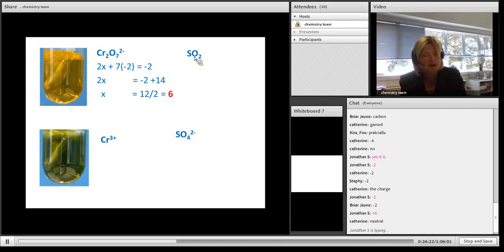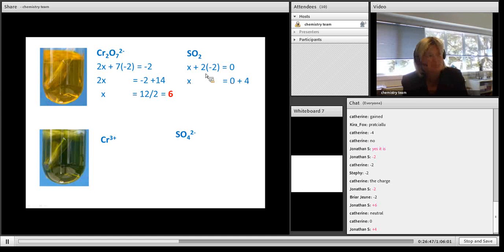SO2, rule number 5. Is this compound neutral or charged? Neutral. So it's rule 5. The sum of the oxidation numbers must be equal to 0. Right. So there's a 0. Oxygen, we've got 2 oxygen atoms. Each one is -2. Would anybody like to work out what the oxidation number for sulfur is, shown by X? Jonathan, correct. So remember, that's -4 on this side. If we take it across, it's +4. So sulfur is +4.